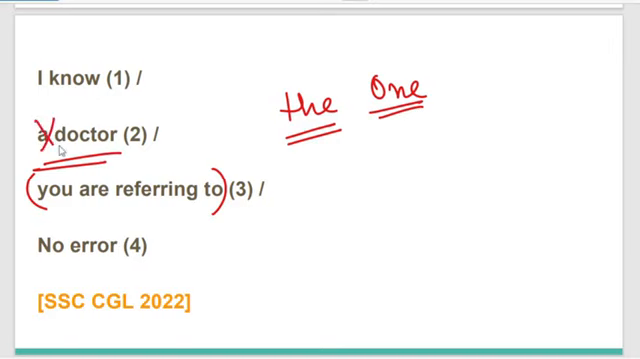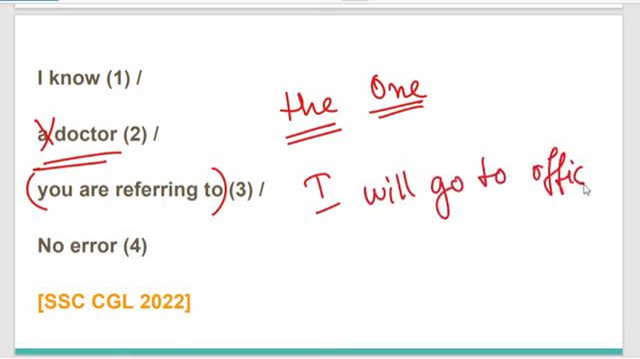Let me just give you a short example so that you can have a clearer, better idea. We can say, I will go to office by bus, by a bus. That means I'll go to office by any bus. It can be an AC bus, it can be a government bus, it can be a private bus, anything.